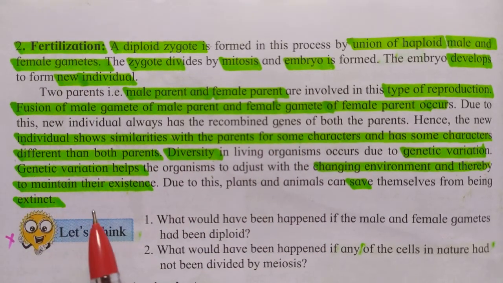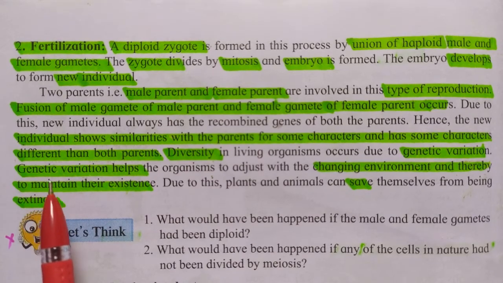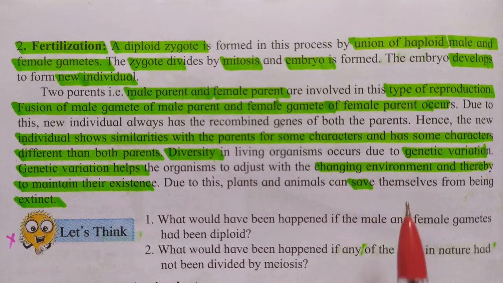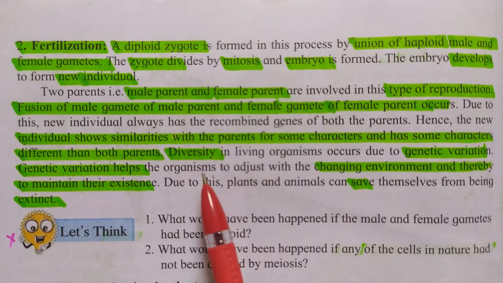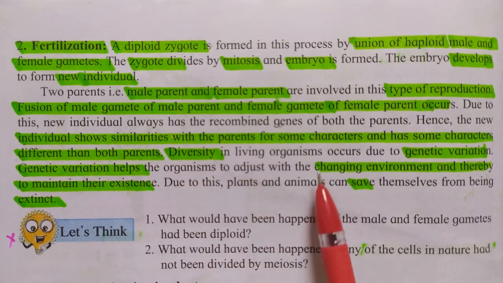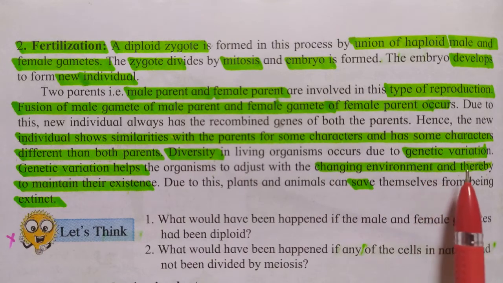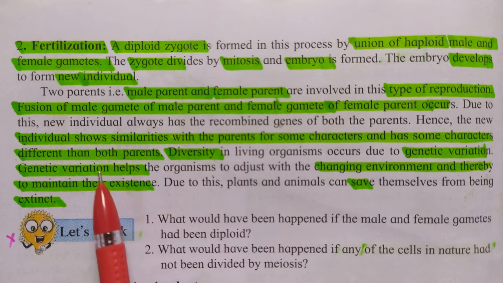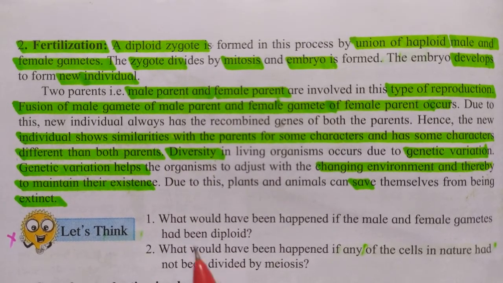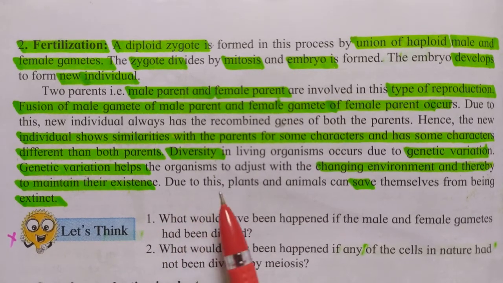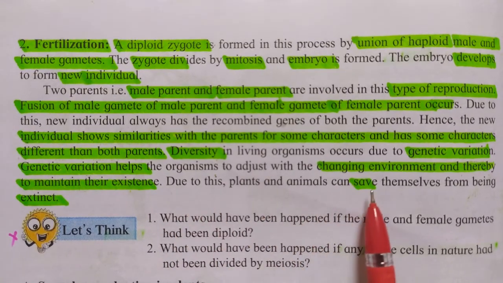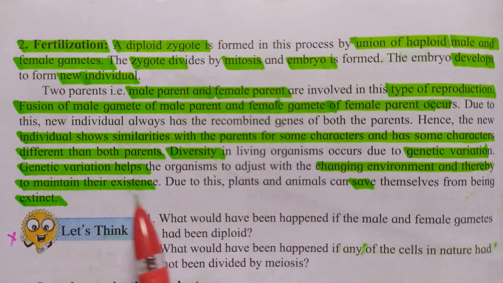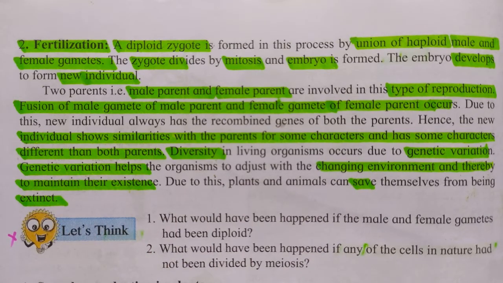So what is the advantage of genetic variation that we are going to see? Genetic variations help the organism to adjust with the changing environment. The environment keeps on changing, and genetic variation helps the organism to adjust with it and thereby maintain its existence. So they keep on existing because of the genetic variation. Because of this, plants and animals can save themselves from being extinct, only because of genetic variations.